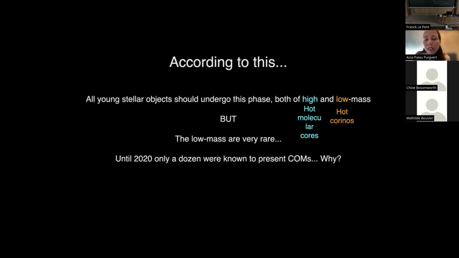When this happens in high mass objects, we call them hot molecular cores, these chemically rich objects. And when this happens in the low mass case, we call them hot corinos. So while for the hot molecular cores, for the high mass case, we detect a lot of these complex chemistry objects, in the low mass case this is not the case, at least until the 2020s.